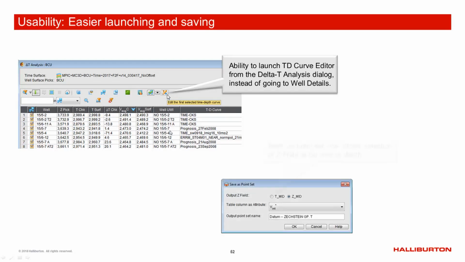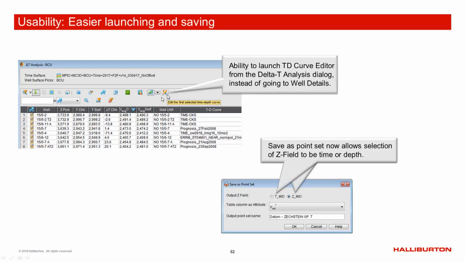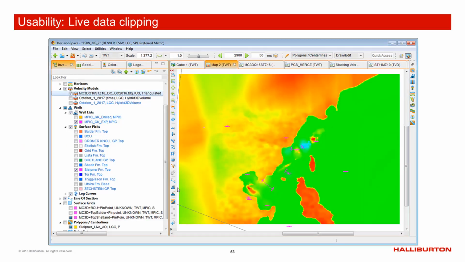The second to last thing we added was just easier launching of the time depth curve editor. Used to be you'd have to go into the well details if you wanted to edit your time depth curves. Now you can just launch it directly from here. And then saving point sets, we used to always just save them as depth. Now you can save them as time or depth, and that just helps in displaying in decision space for dynamic domain conversion. You don't have to set a velocity model for dynamic domain conversion.